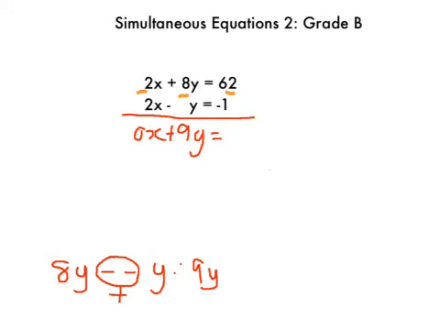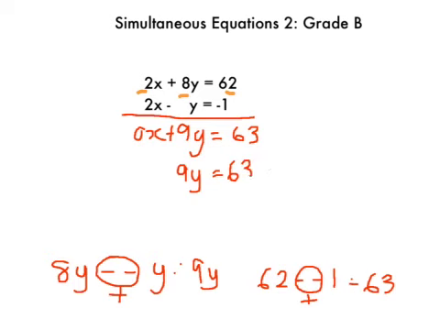So that's 9y equals 62 take away negative 1. Again, 62 take away negative 1. That's going to become an add, which gives you 63. And therefore you've got 9y equals 63. Don't need to write that 0x. So you have y equals 7. That is your value for y.